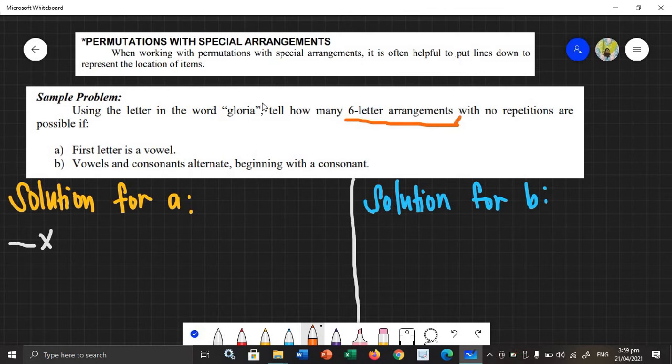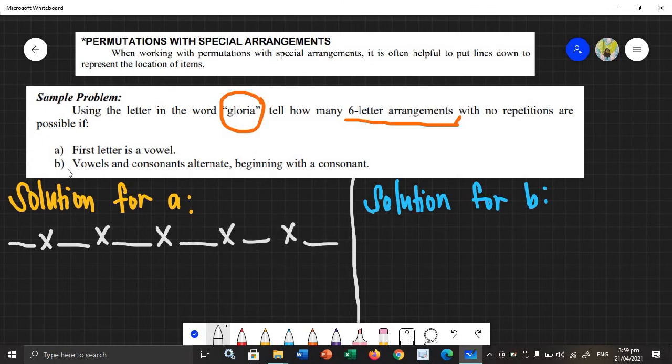No? Using the word Gloria. Ayan. So, we have 6 lines. So, yung condition for letter A, ang first letter daw niya ay vowel. So, from the word Gloria, ilan ba yung vowel sa word na Gloria? So, we have O, I, tsaka A. Ang consonant mo ay G, L, and R. So, we have 3 vowels and 3 consonants.